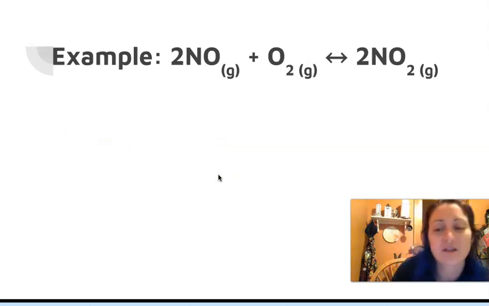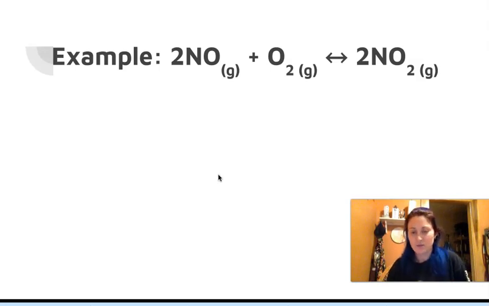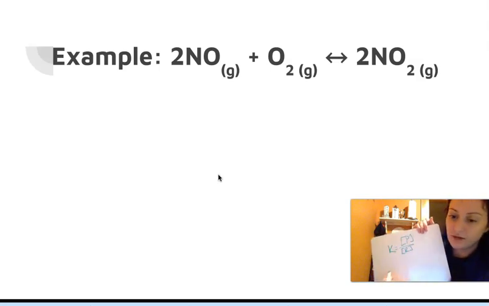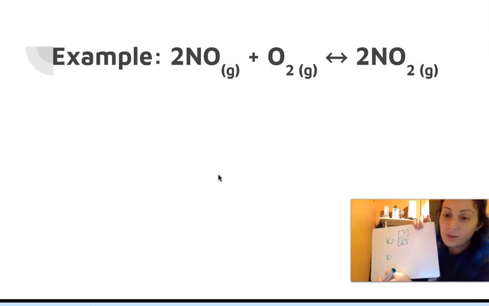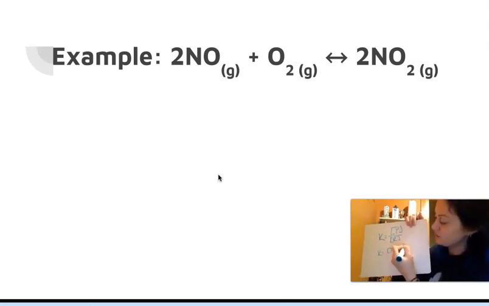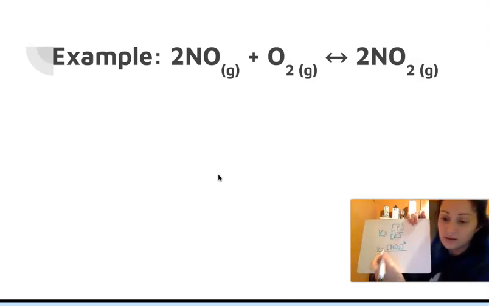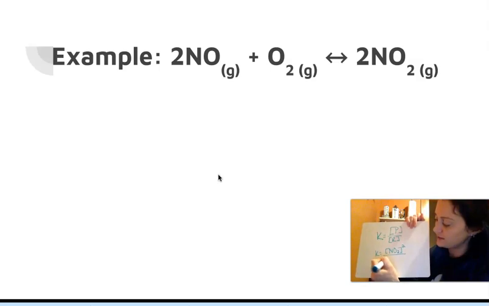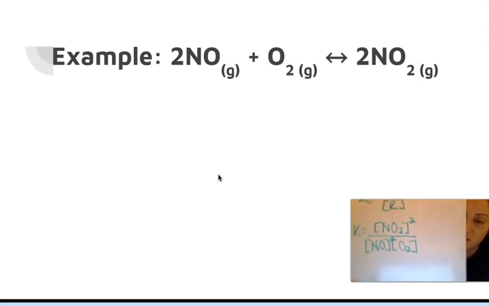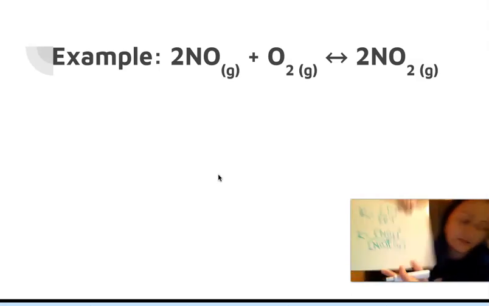Alrighty, let's look at an example where we have 2NO plus O2 going to 2NO2. If I want to write my equilibrium expression, again, K is equal to products over reactants. K equals my product. I only have one product, which is NO2, so I put that in brackets and raise it to its molar coefficient of 2. All of that goes over the reactants. I have two reactants, NO and O2, where NO is raised to the second power because the molar coefficient in the equation is 2. This is how to express the equilibrium constant for this reaction.